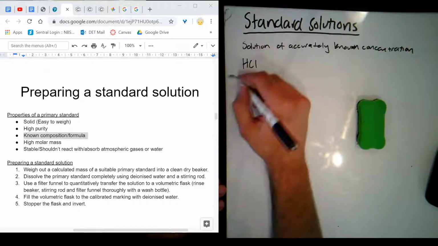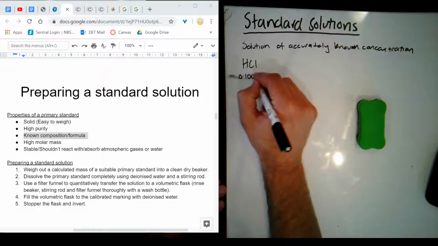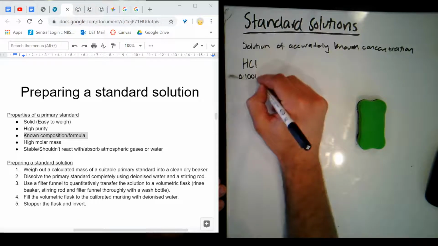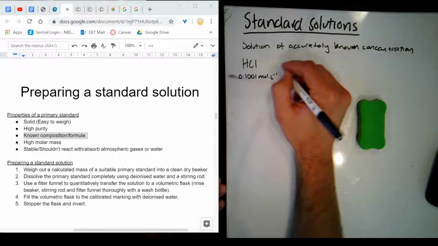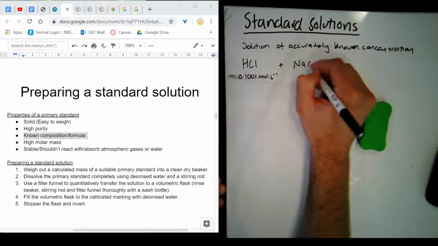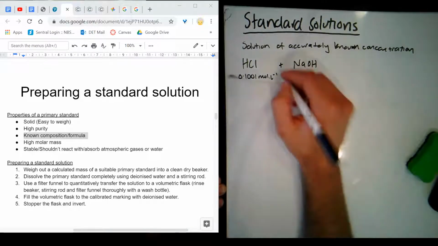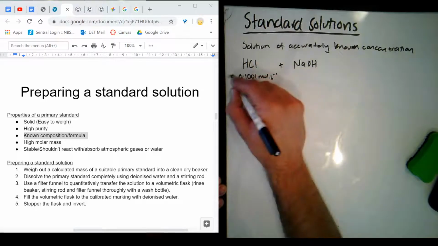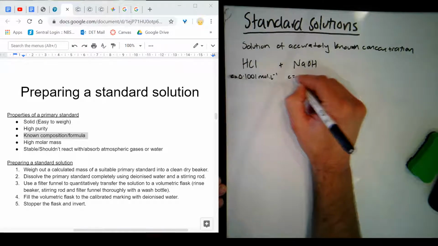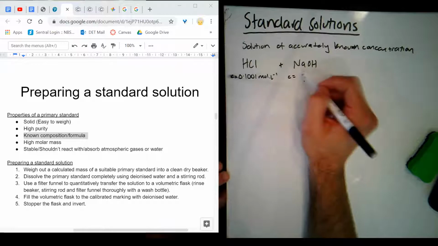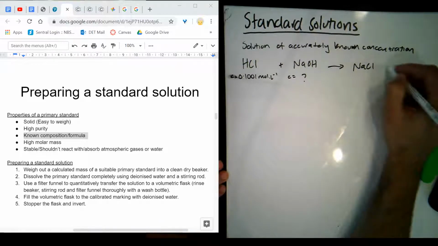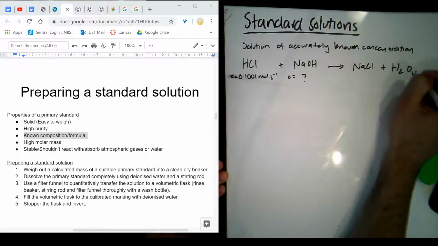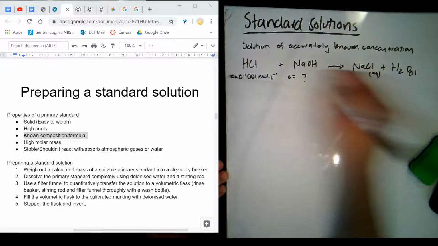Let's say we've got a 0.1001 mole per liter solution of hydrochloric acid, and we have a sodium hydroxide solution of unknown concentration. I know that these react in a 1-to-1 ratio to give me sodium chloride plus water. Let's be good and put some states in.